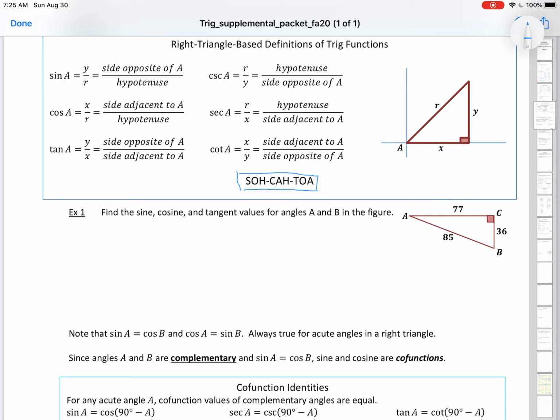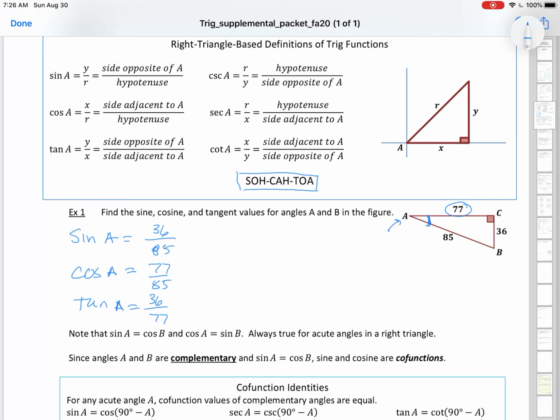Let's find A. Here's the angle A. Sine A is opposite over hypotenuse, and I don't believe that reduces. Cosine of A would be the adjacent side. The side adjacent to A that's not the hypotenuse is the 77, so that's going to be 77 over 85. And then the tangent of A is opposite over adjacent, and the adjacent side is 77, and we're finished.